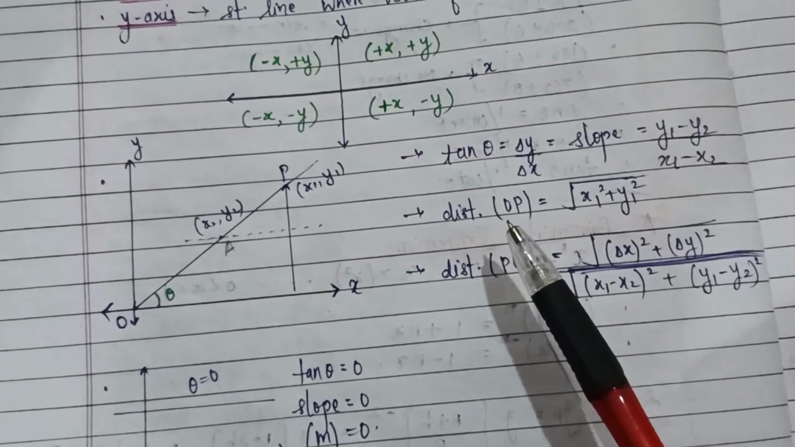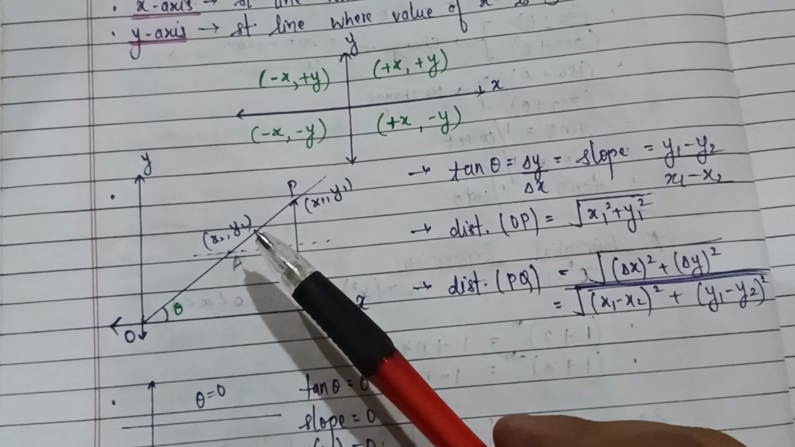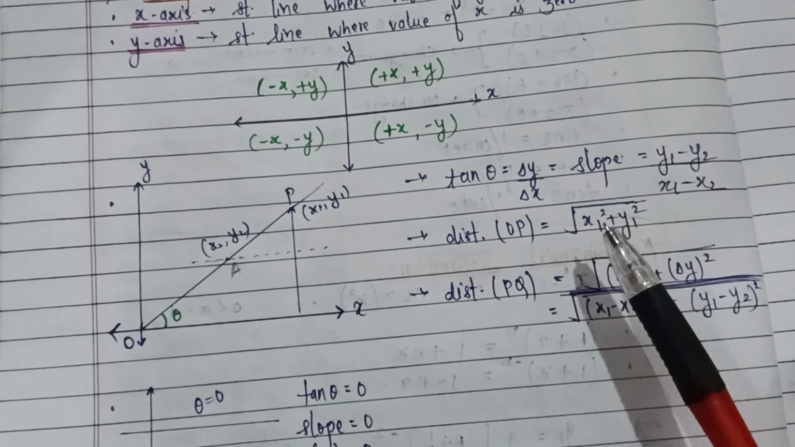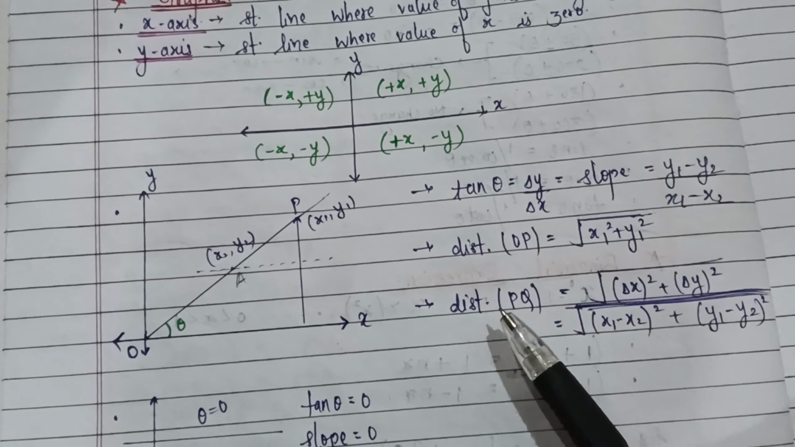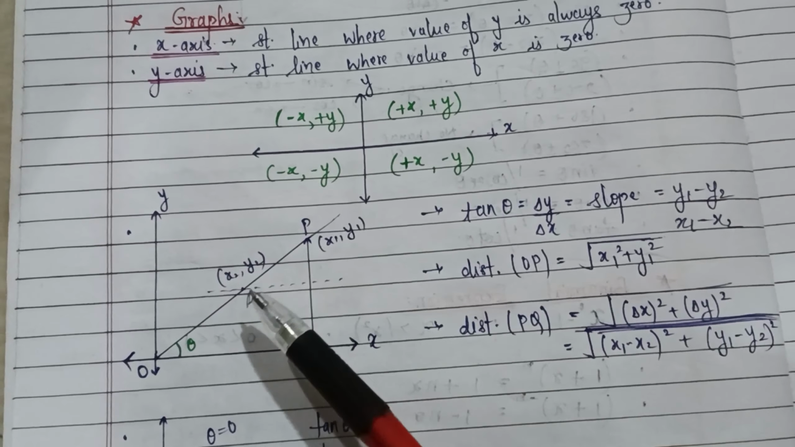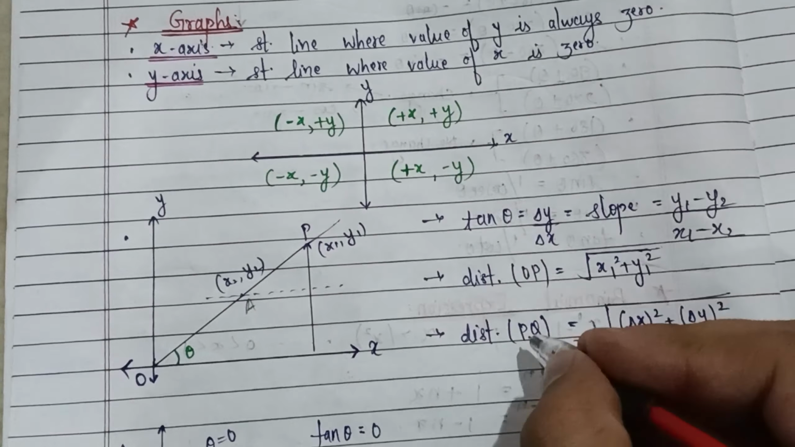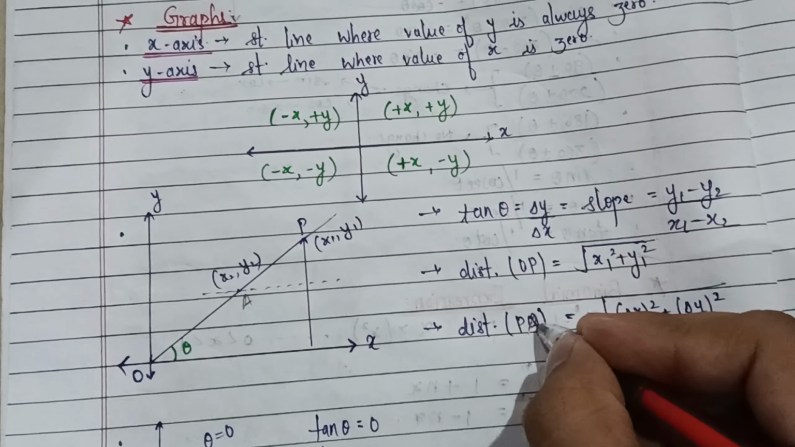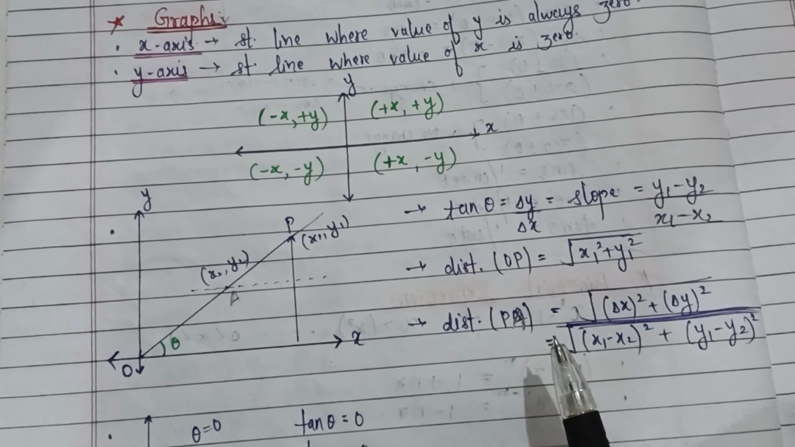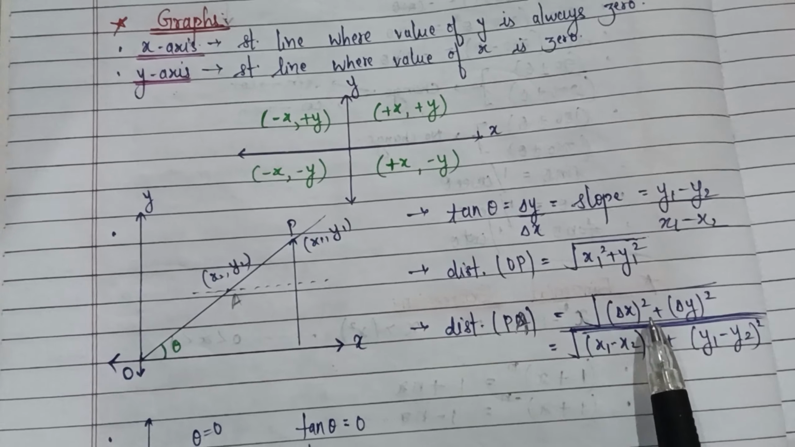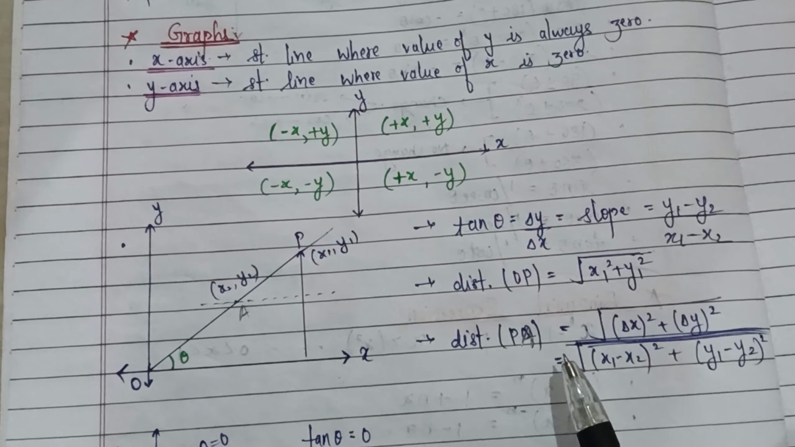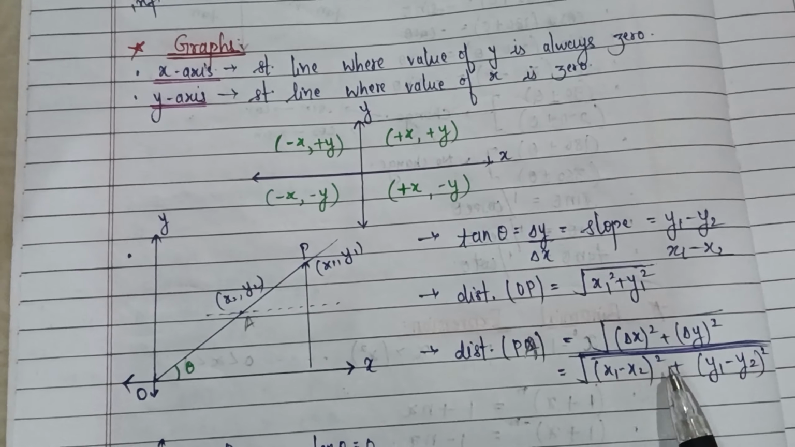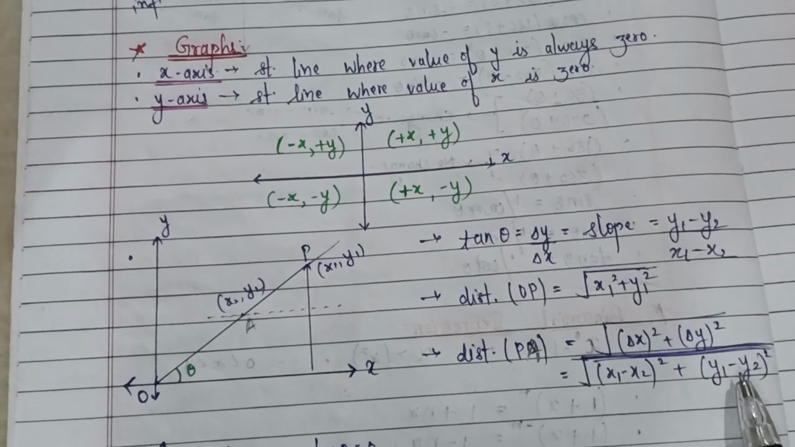Distance OP is equal to under root of x1 square plus y1 square. Distance PQ or PA is equal to under root of delta x square plus delta y square, which is equal to under root of (x1 minus x2) whole square plus (y1 minus y2) whole square.